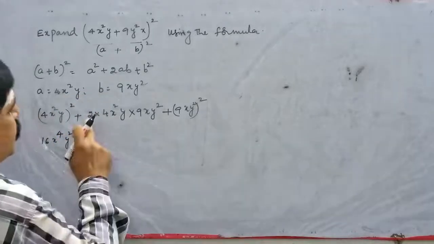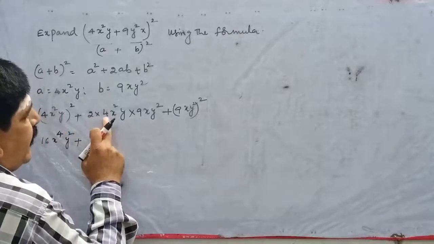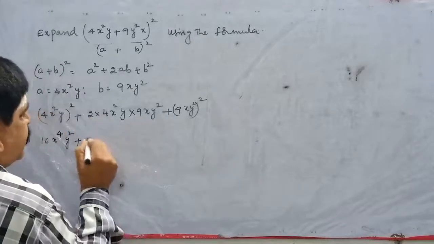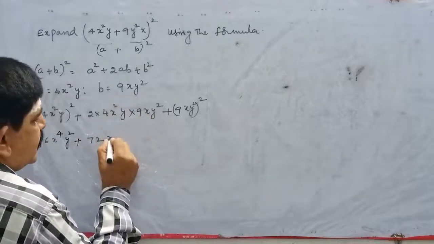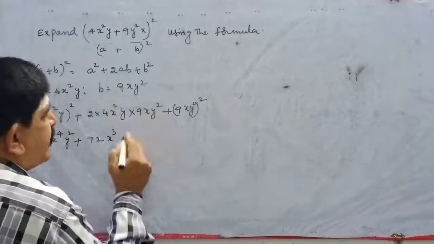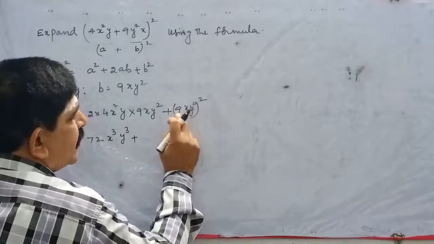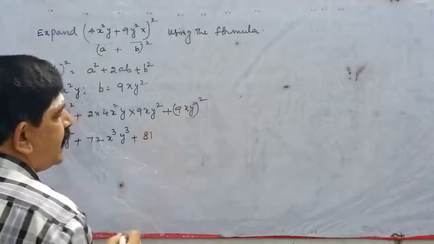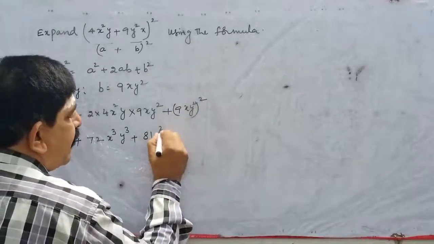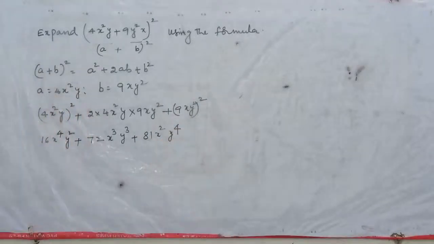Plus multiply the numerals. That is 2 4s are 8, 8 9s are 72. Next, x square into x, that is x cube. y into y square, y cube, plus (9xy square) whole square, that is 9 square is 81, x whole square is x square, (y square) whole square is y to the power of 4. Like this we can expand. Okay. Next one.